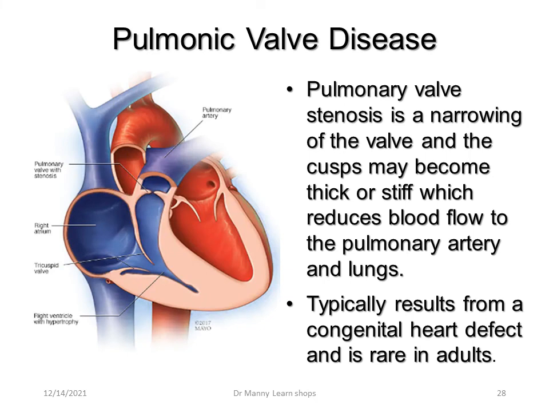Then you've got the pulmonic valve. Pulmonary stenosis is when the valve and the cusps narrow and become stiff or thick, which reduces blood flow to the pulmonary artery and the lungs. Now remember what your lungs do: gas exchange. This is important. Typically, it results from congenital heart disease defects and is rare in adults. But adults can have chronic lung disease such as emphysema, chronic bronchiolitis, and bronchiectasis, and that can result in pulmonic valve and pulmonary artery disease.